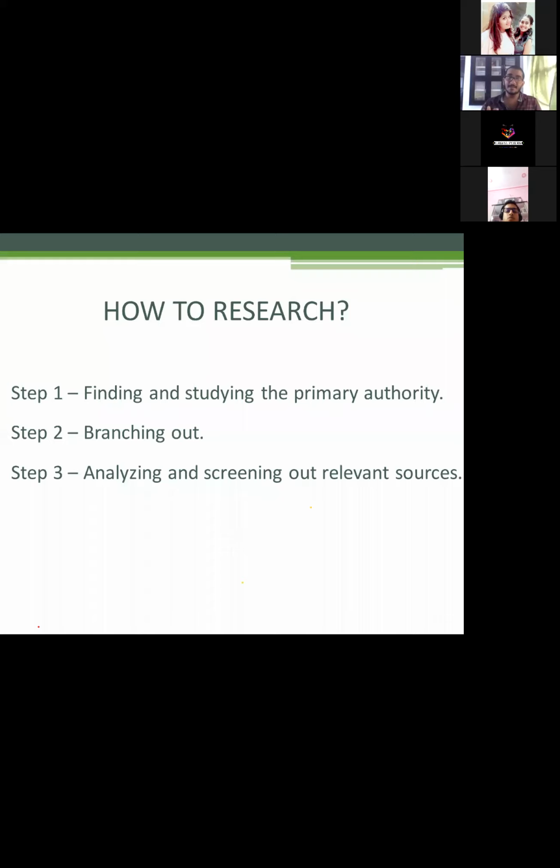And another thing is, this branching out is very important, not just for your memorial, but also for your presentation, your oral rounds, because the judges who will come to judge you will all have their own field of expertise.